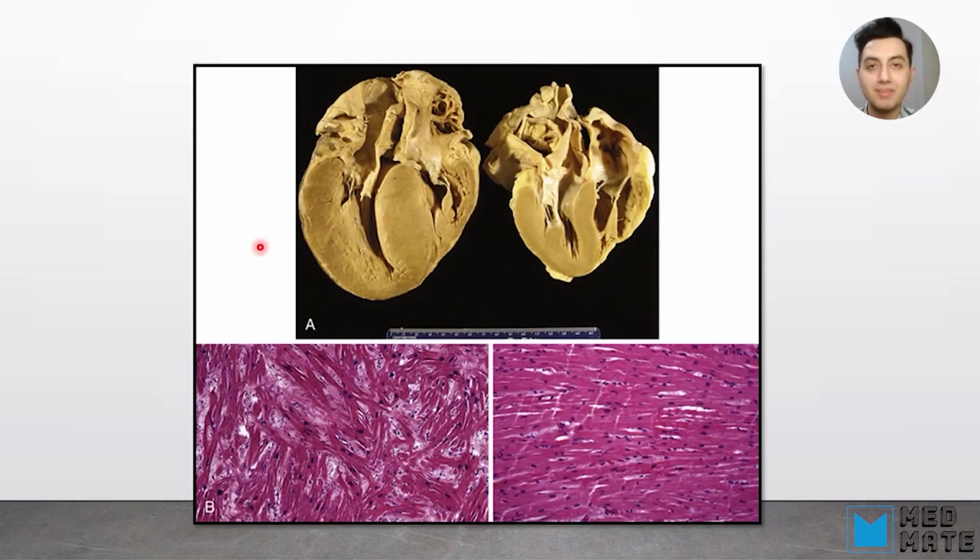An example of that is seen in cardiomyocytes, hypertrophy of cardiomyocytes. And in this slide, you can see on the left side, the ventricle of this heart has undergone hypertrophy and is much thicker than the normal size seen on the right. And also on these slides, you can see how different the morphology of the tissue is.